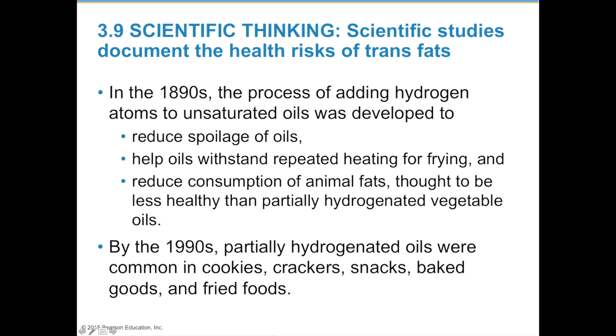So now we want to look at, this is just kind of explaining this little scientific thinking section, just looking at the effects of trans fat. At the end of the day, trans fat is like a saturated fat, but like a saturated fat on steroids, if I can make an analogy here. The problem is hydrogenated oils. Think about something like Crisco.